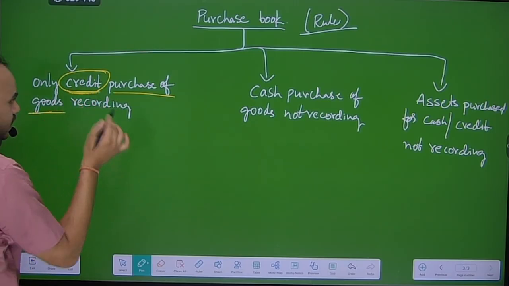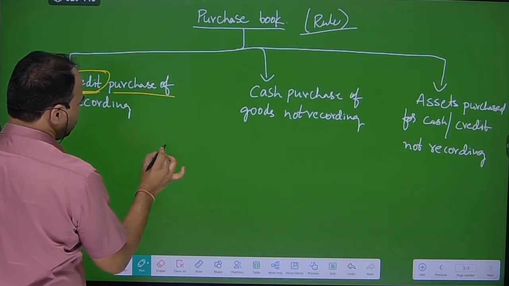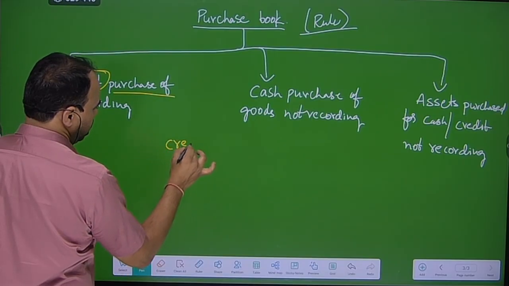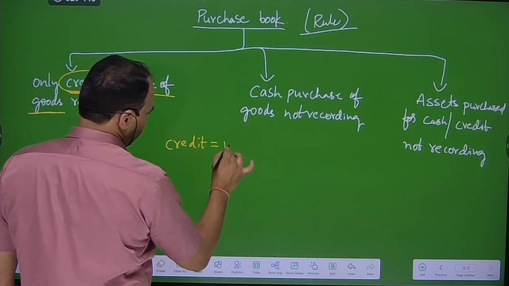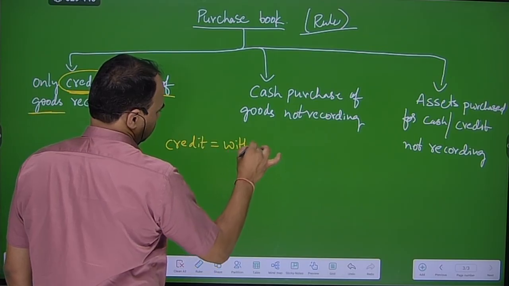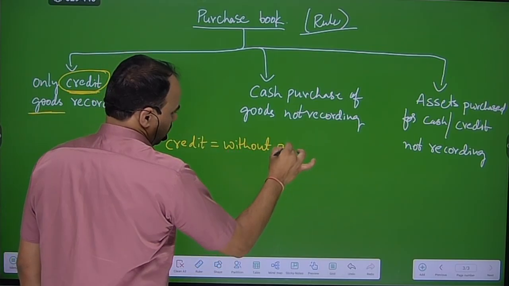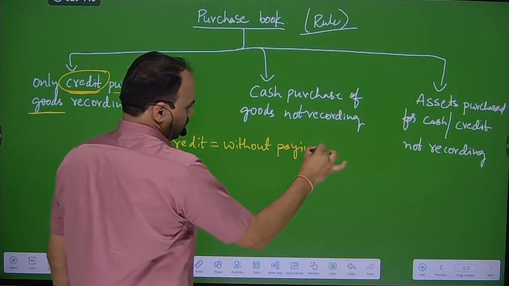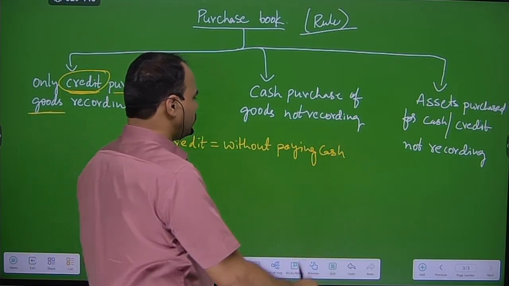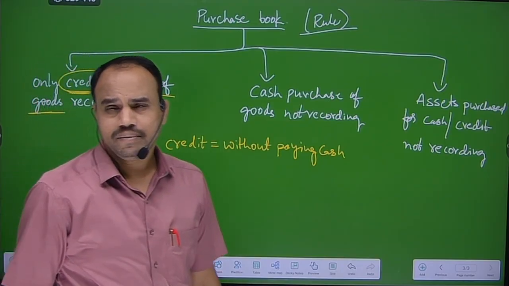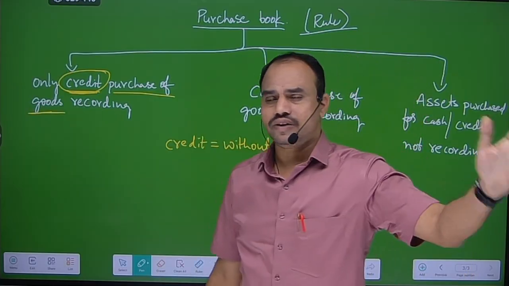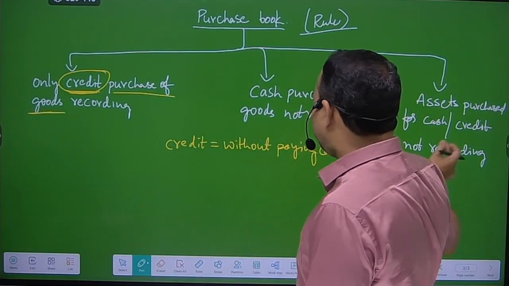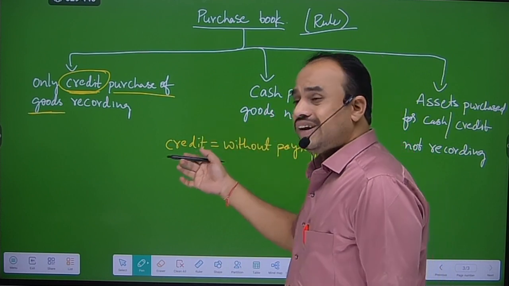What is the meaning of credit? Remember the English word credit. Credit means without paying cash. If you purchase any goods without paying cash, that is called credit, not debit credit. In accounts language we have debit and credit. Debit means the left side of an account, credit means the right side of an account. This is not that credit.